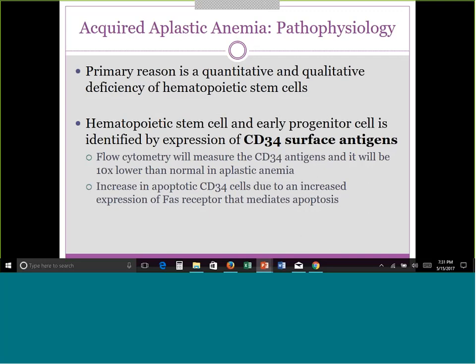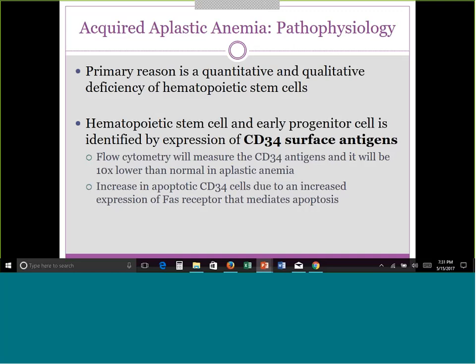We can count somebody's stem cells with an analyzer by looking for their CD34 antigens on the surface. That's in bold there for a reason. CD34 is the cell marker that identifies stem cells. And so if you put the sample through a flow cytometry analyzer, it will count for those CD34 markers, and you can get a number back.